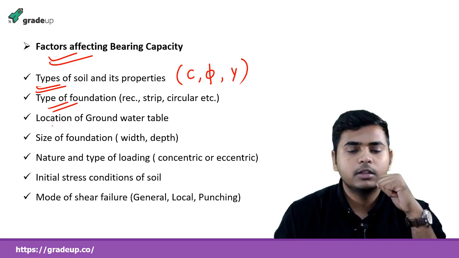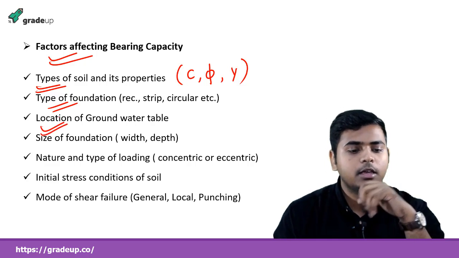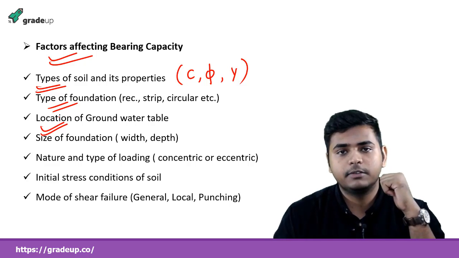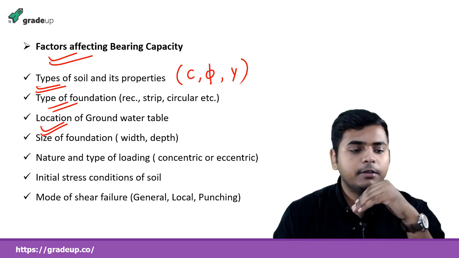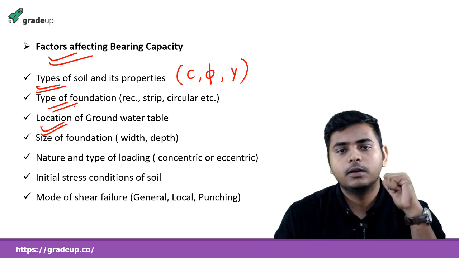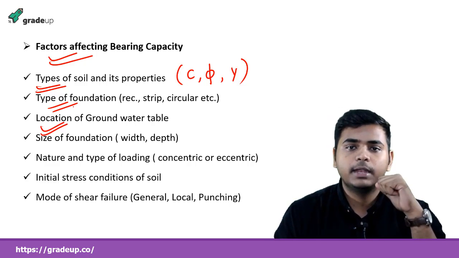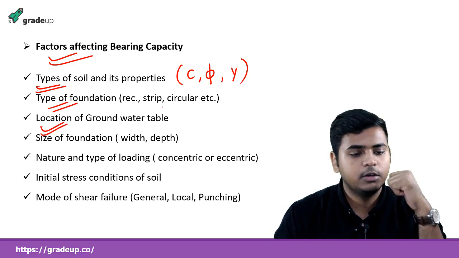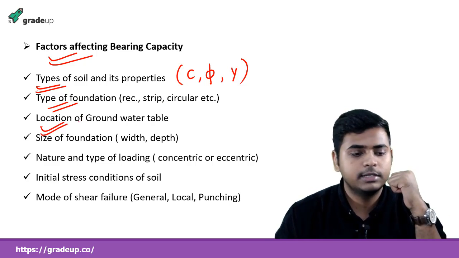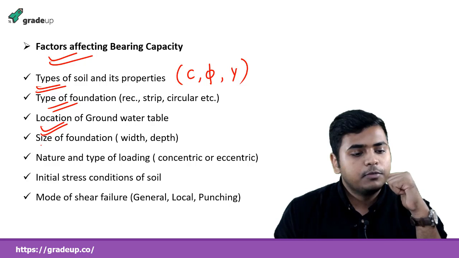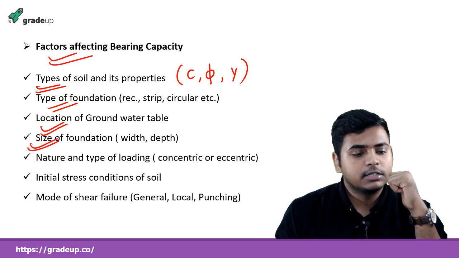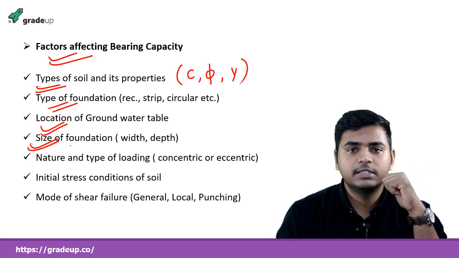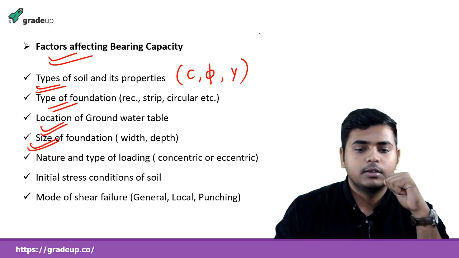Now the third is the location of the groundwater table. This groundwater table affects the bearing capacity value hugely. There will be a separate video on how the groundwater table affects the bearing capacity, so just focus on that video to clear your concepts. Now the fourth factor is the size of the foundation, that I have already mentioned, the dimensions, that is width or depth, and the bearing capacity value changes.